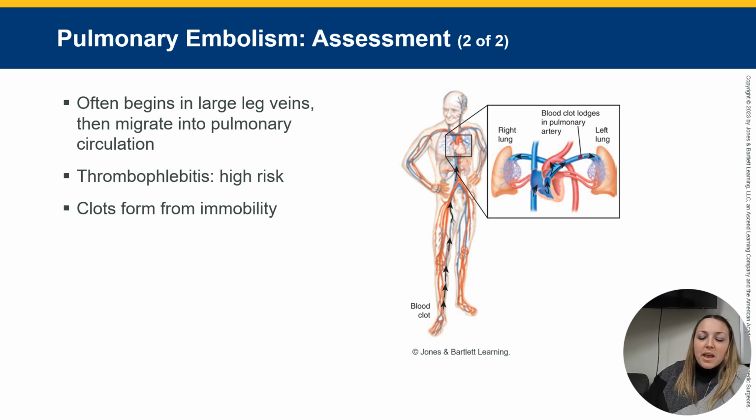Often pulmonary embolisms begin in large leg veins, like your great saphenous vein, or the other veins there in your leg. But what happens is that they then migrate back up toward the heart. They're headed back through the venous circulation to the heart. It goes through the right atrium, to the right ventricle, then it kicks out the pulmonary artery and goes to the lungs.